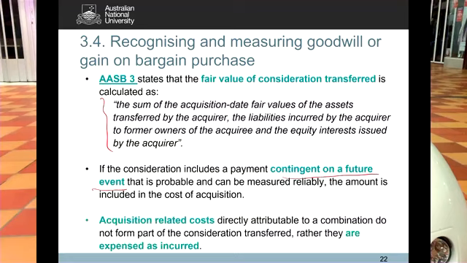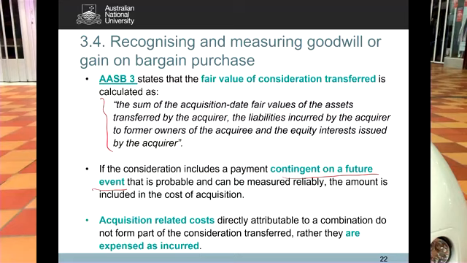All right. So when we do a business combination, we would have the acquisition-related costs. Those costs could be directly attributable to a combination, but we don't include them in the consideration transferred. Rather, we will just expense them as they occur. Okay? So you may be confused again.